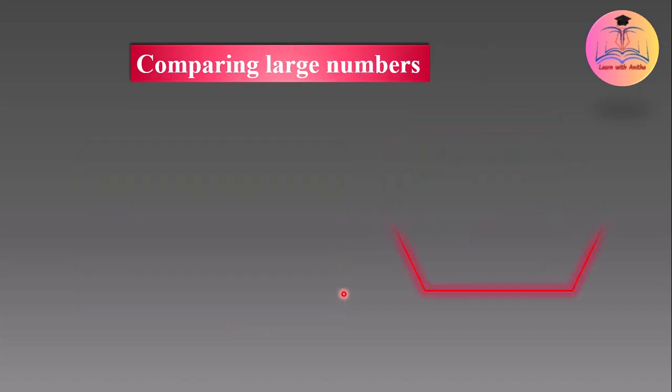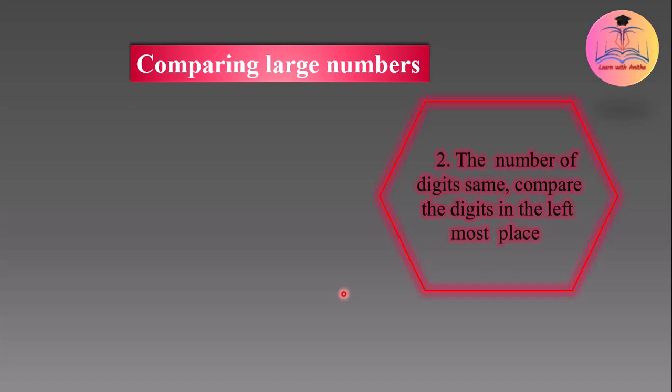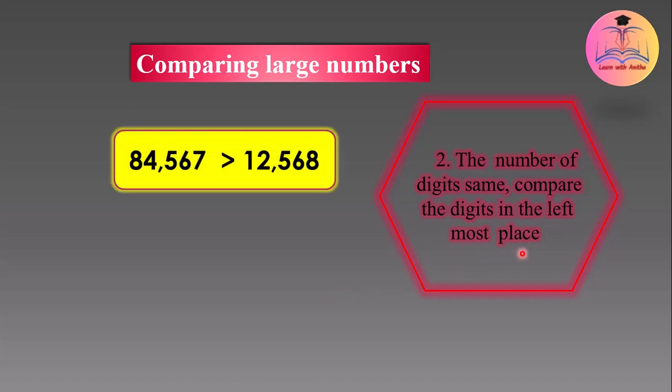Our second rule is: if the number of digits is the same, compare the digits in the leftmost place. We'll see the example here. See the example, if the digits are the same. In both numbers the digits are the same. See here, 5 digits are there and here also 5 digits are there.